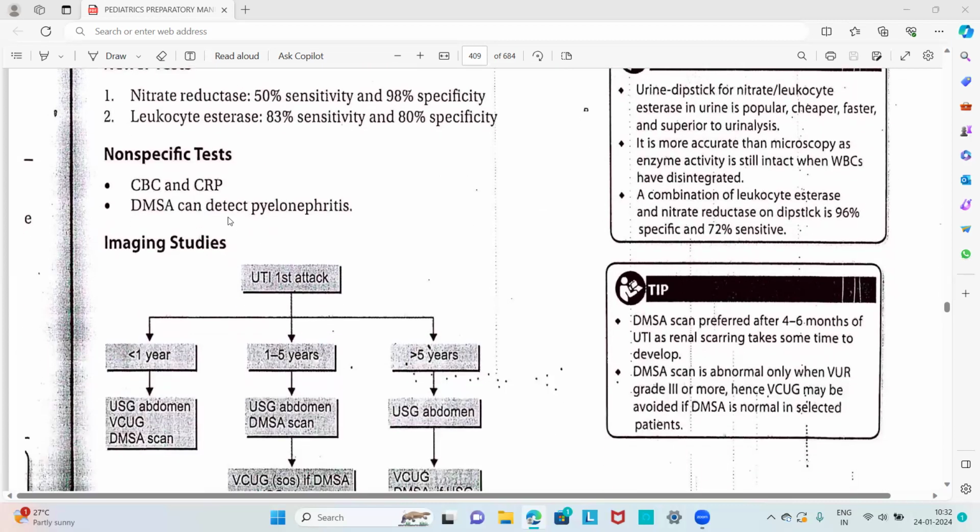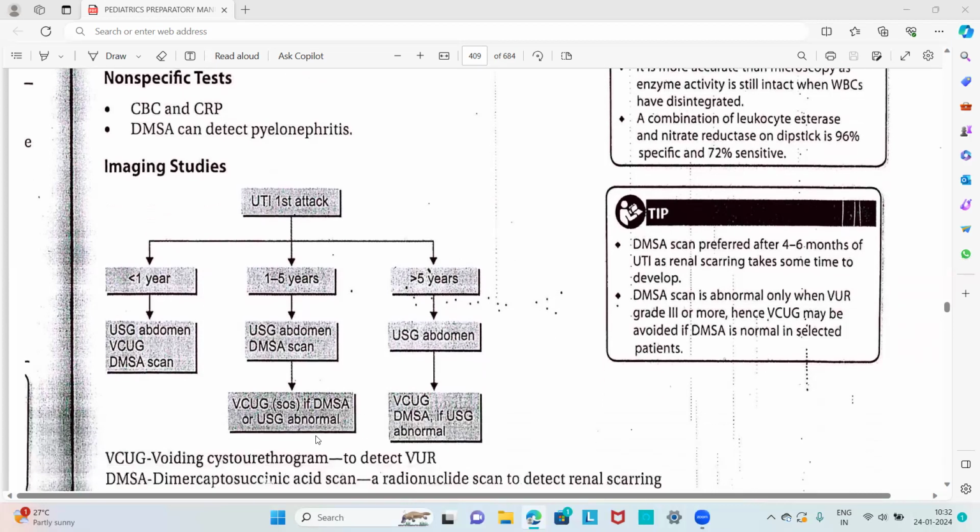And we also have to go for the imaging studies used in the first UTI attack. If the child is less than 1 year, we have to go for the USG abdomen, DMSA scan and VCUG. In the 1 to 5 years age, we have to go for the USG abdomen and DMSA scan. And we can go for the VCUG if DMSA or USG is abnormal. Then for a child greater than 5 years, we have to go for USG abdomen as the imaging modality.